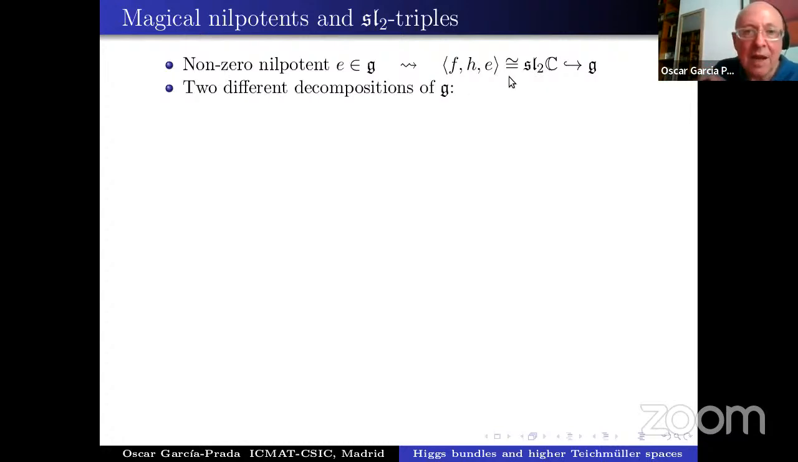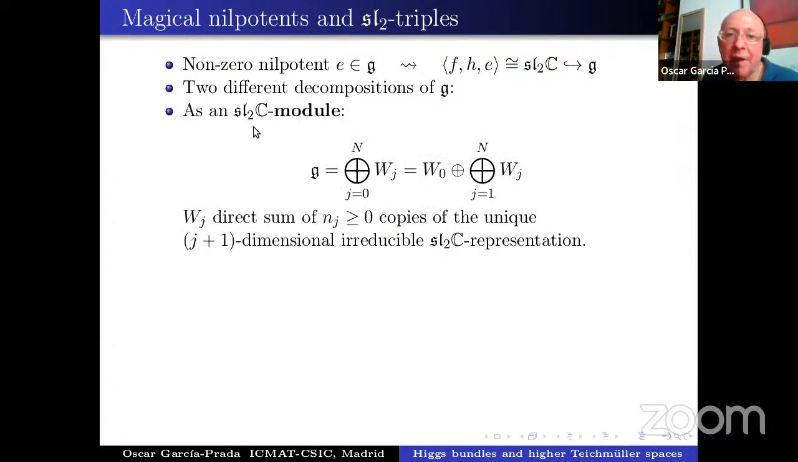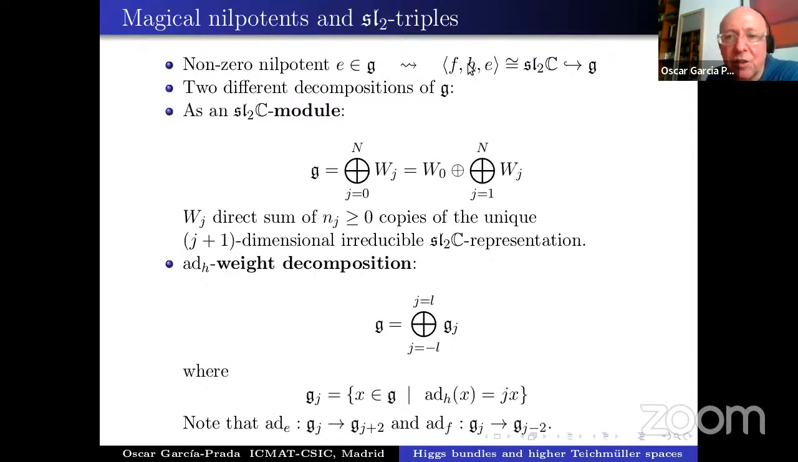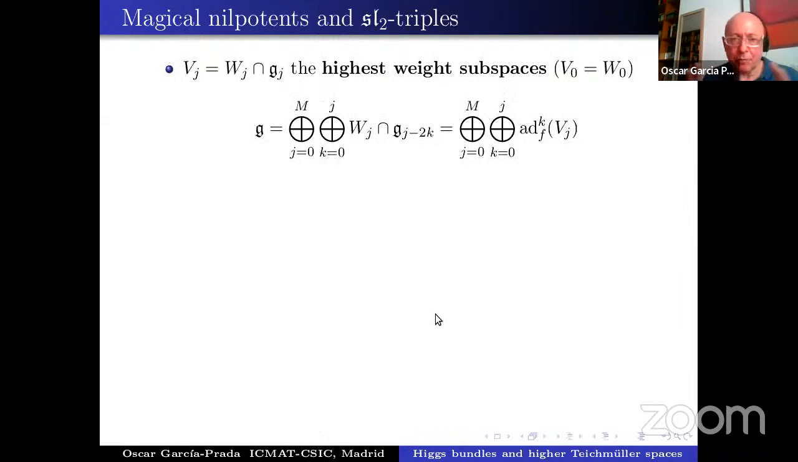Here is what happens. You have two different decompositions of the Lie algebra g. One decomposition is as an sl2(C) module: sl2(C) is acting on g, and so g decomposes as an sl2(C) module into a direct sum of W_j's, where W_j is a direct sum of copies of the irreducible representation of sl2(C). But then you have another decomposition, by using the element H in the triple and taking the eigenspaces of the adjoint action of H. This gives you a decomposition of the Lie algebra in terms of g_j's, the eigenspaces for the action of this element H. Now you can combine these two decompositions, right?